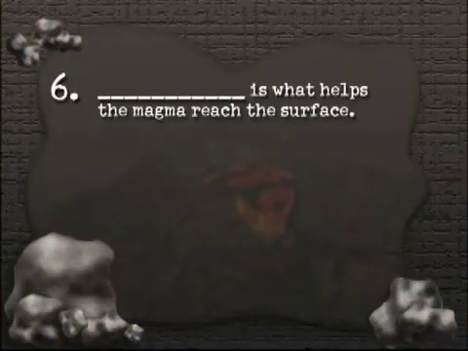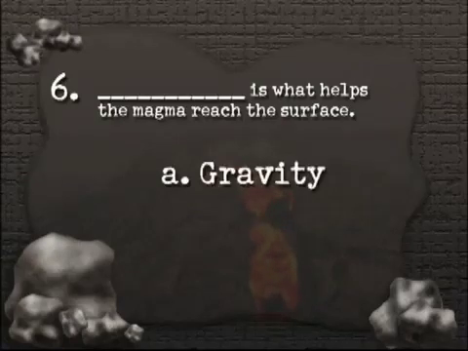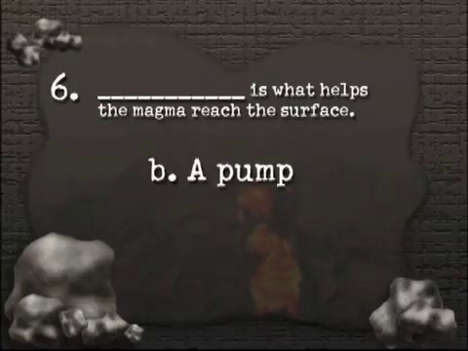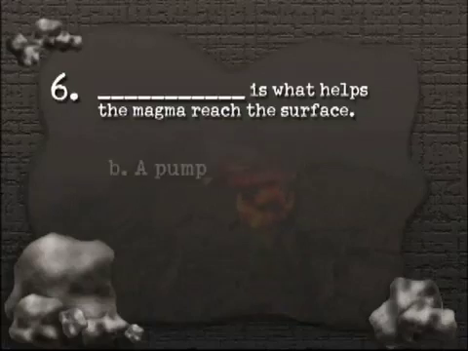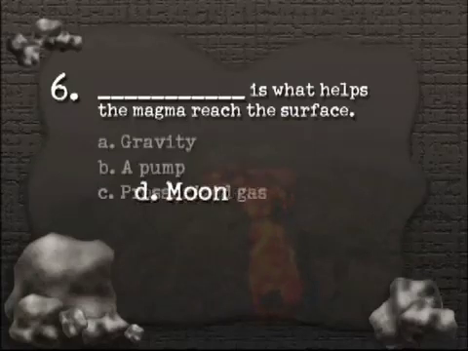Question 6. Blank is what helps the magma reach the surface. A. Gravity, B. A pump, C. Pressurized gas, or D. Gravitational pull of the moon.